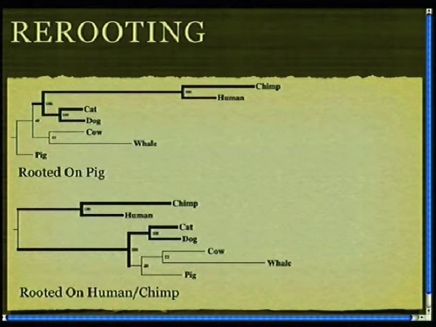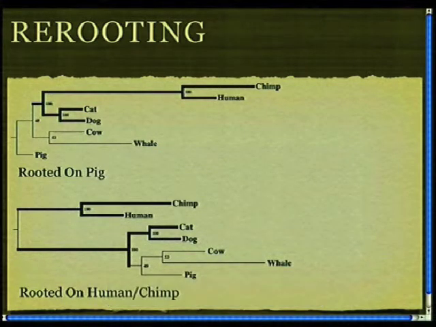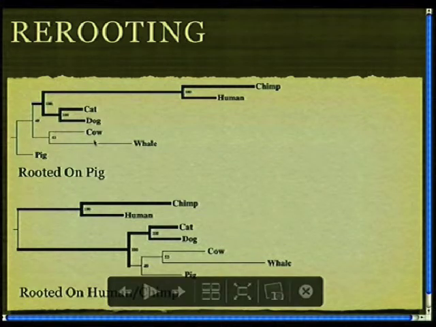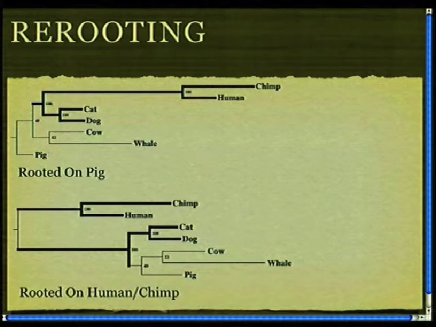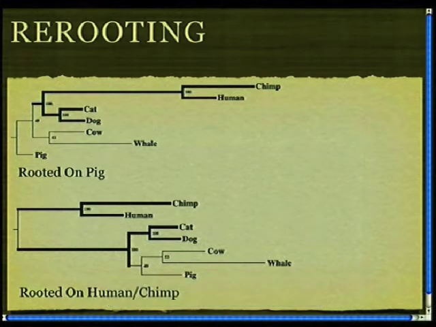So the idea of rerooting is that a lot of times you want to ask what is the most distant organism in your tree? And a lot of times the programs don't actually do this for you. You have to actually specify. This is sort of ridiculous, but if your theory is that pigs are extremely different from all other mammals, you could take this tree and root it on pig.